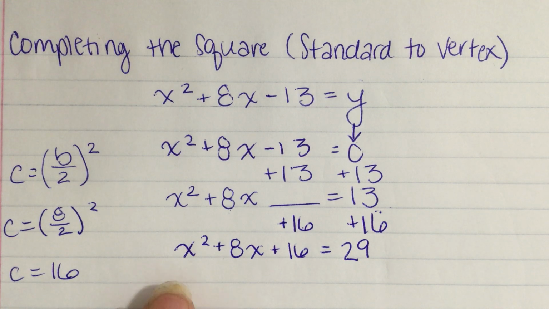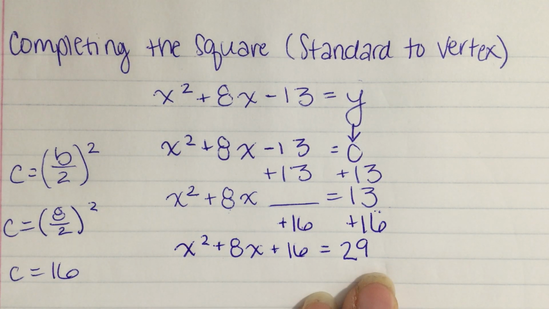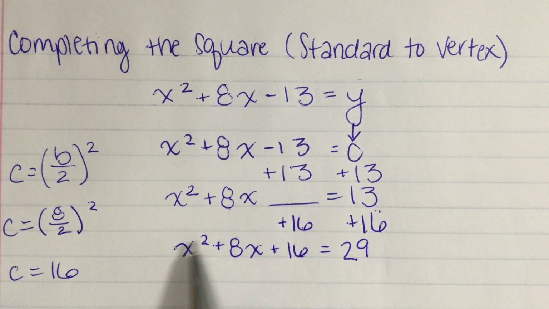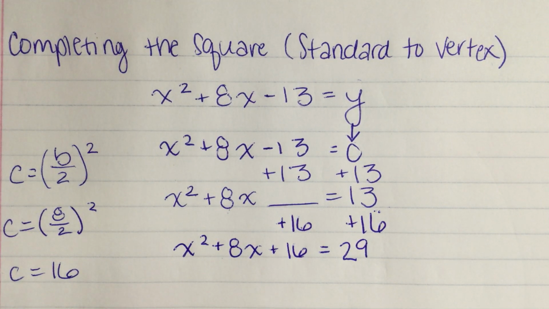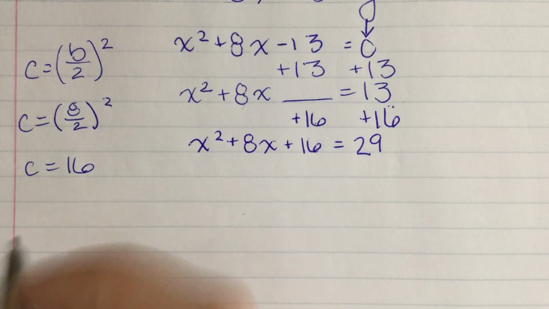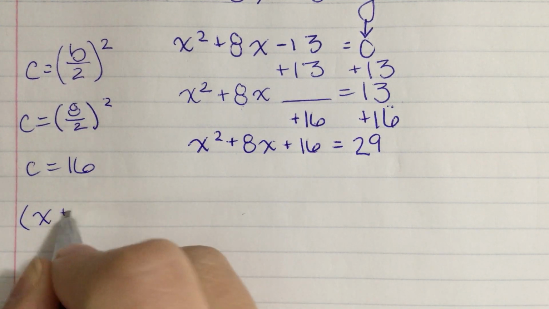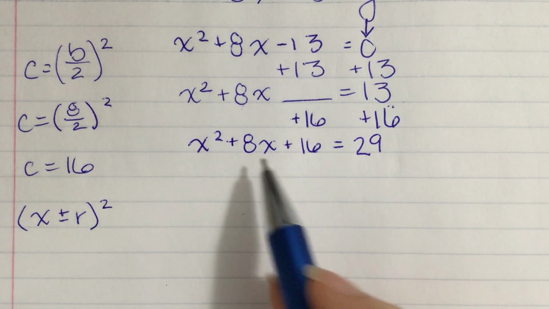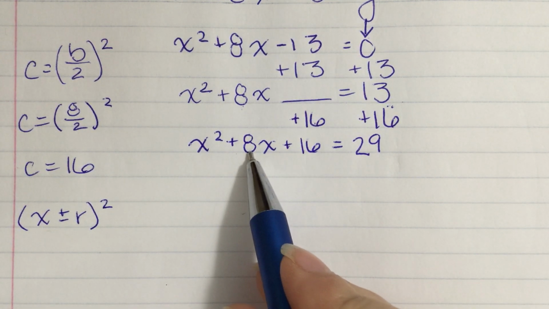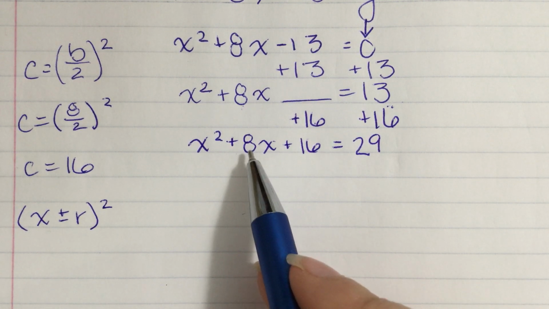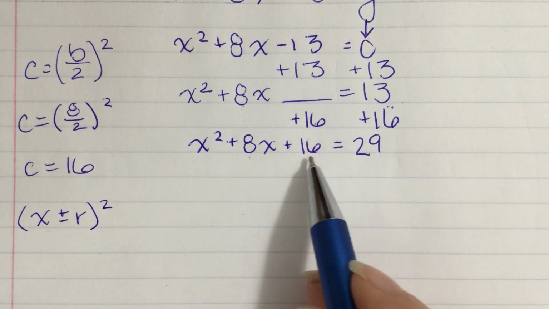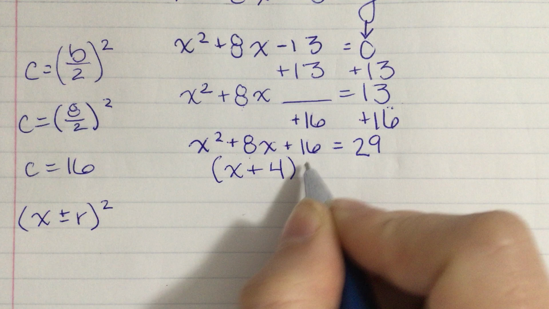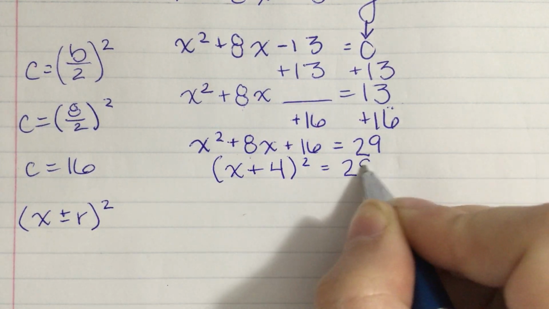Okay, so right now, my next step is to actually use my idea of factoring to simplify just this side. Because it is a perfect square, it means that it can be written in the form, and I hope that you guys can see this, x plus or minus r squared. Okay, so in this case, our r value is actually going to be b divided by 2, because b divided by 2 is 4, and 4 plus 4 is 8, and 4 times 4 is 16. So you can simplify this to be x plus 4 squared equals 29.